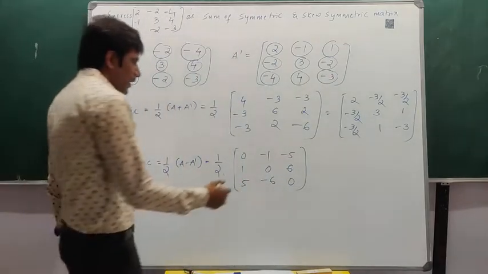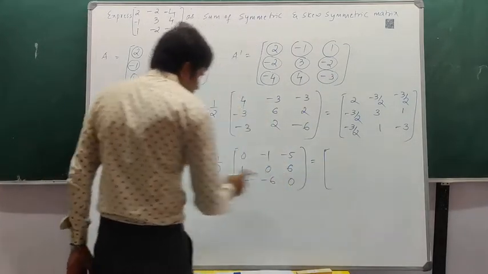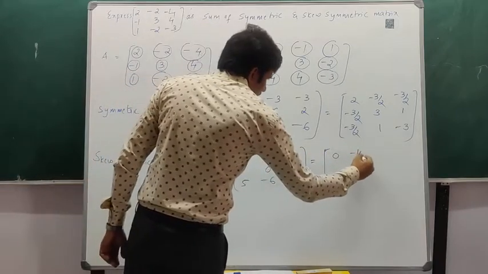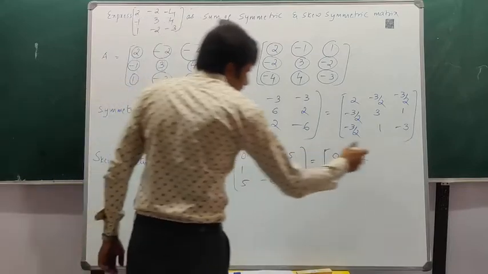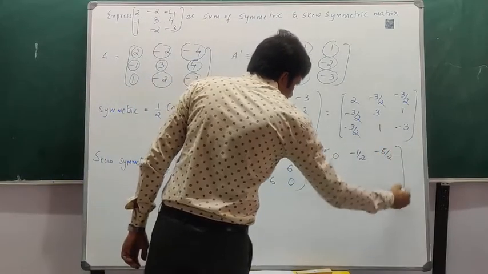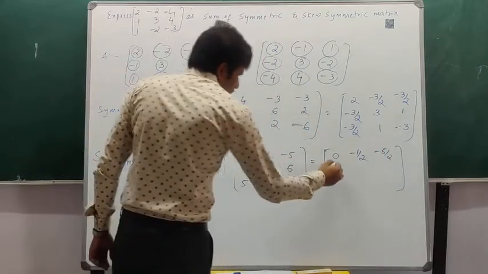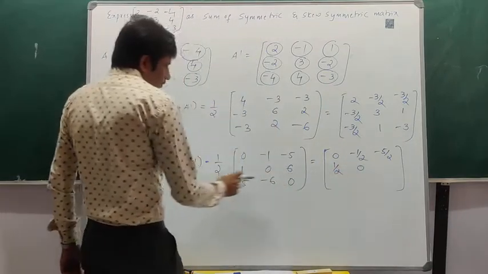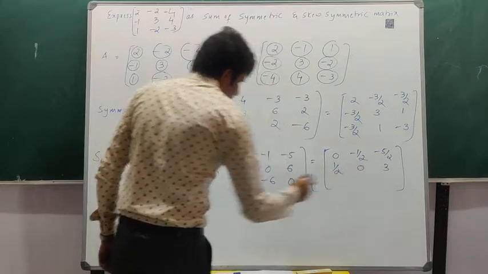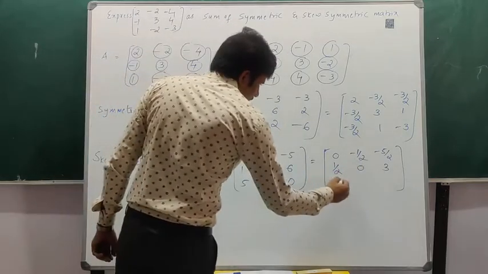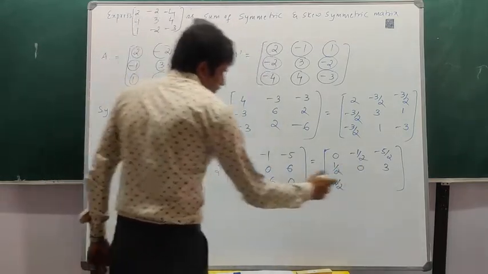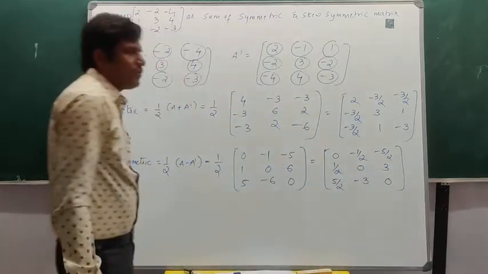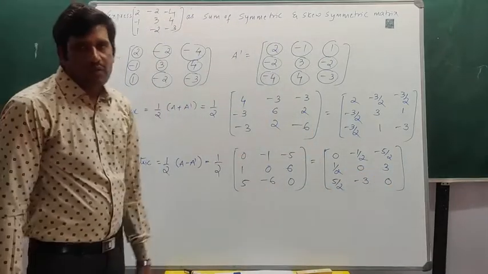Right. So now multiply all the elements by 1 by 2. 1 by 2 into 0 is 0. 1 by 2 into minus 1 is minus 1 by 2. 1 by 2 into minus 5 is minus 5 by 2. 1 by 2 into 1, so that is 1 by 2. 1 by 2 into 0, so that is 0. 1 by 2 into 6, that is 3. 1 by 2 into 5, so that is 5 by 2. 1 by 2 into minus 6, minus 3. 1 by 2 into 0 is 0. Right, so that is skew symmetric part.